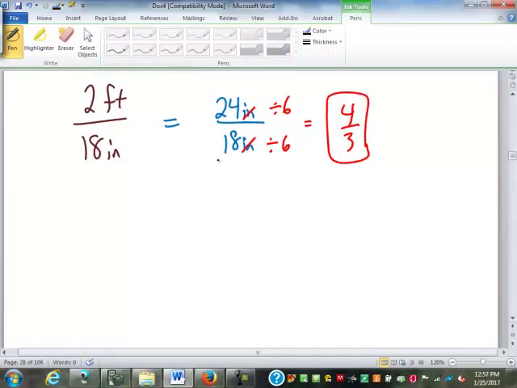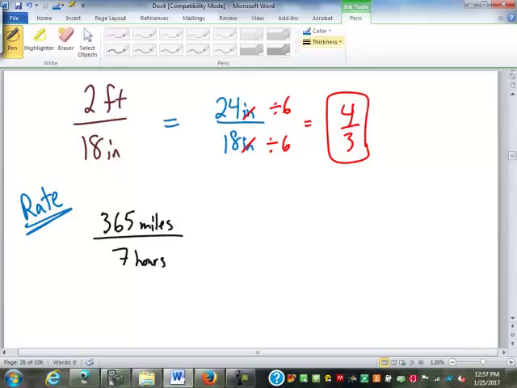What if I'm comparing two numbers that can't be given the same label? Like, let's say we'll send you on a road trip, and you're going to drive 365 miles in 7 hours. There is no way I can turn miles into hours or hours into miles. This is what we call a rate. And that is the first big difference between a rate and a ratio. A ratio always compares two things with the same label. A rate compares two things with different labels.